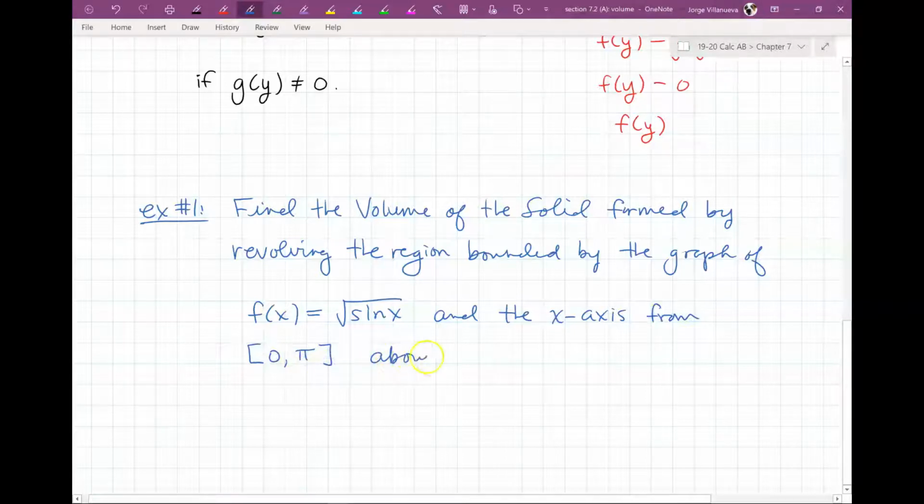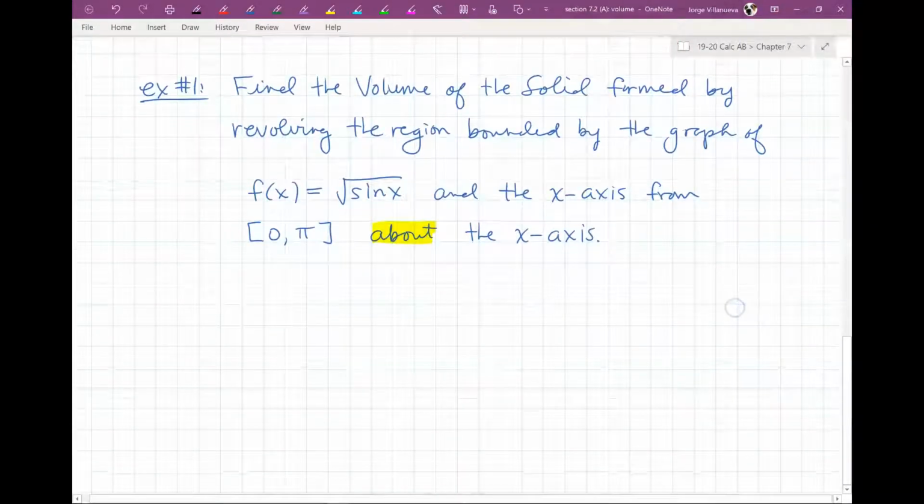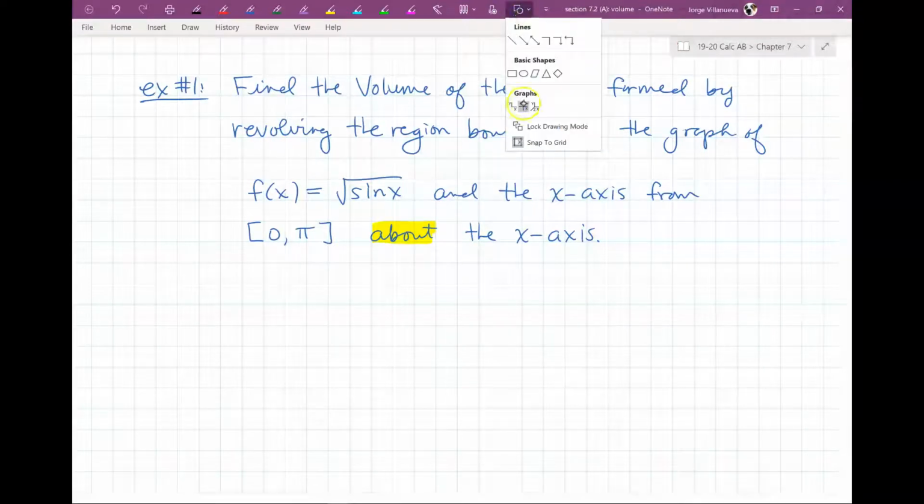and then they're going to say this word here, about, which means get ready to know where your axis of revolution is going to be. So you say about the x-axis. That means that I'm going to be spinning this thing about the x-axis. So that's going to be my axis of revolution. So we're going to have to draw this. Do you have to? I guess not really, but if I were you, I'd draw it. It doesn't have to be perfect. Use your graphing calculator, whatever you want. But let's draw this out.